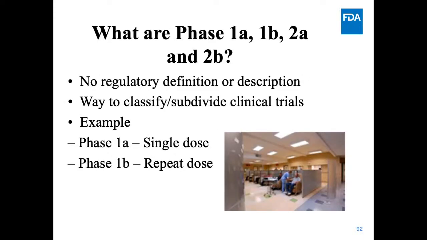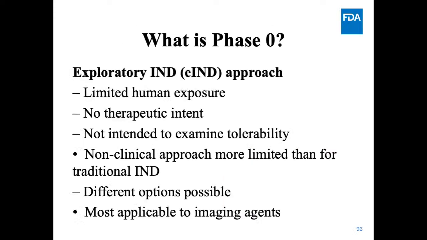So what are phase 1A, 1B, 2A and 2B? There are no regulatory definitions or descriptions; they are just ways to classify and subdivide the phases. In phase 1A, you give a single dose, and in phase 1B, you repeat the same dose. You can see many patients sitting there, all for the clinical trials. The scientists will see what the effects of the drugs are on the people.